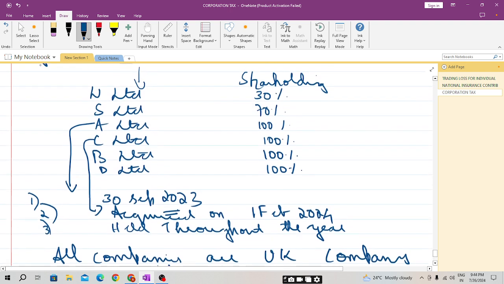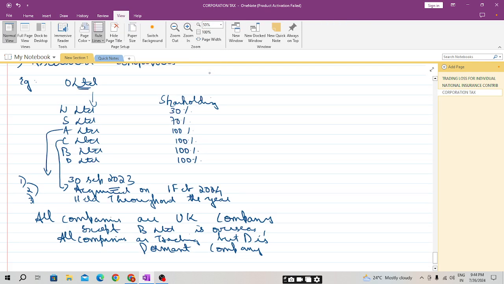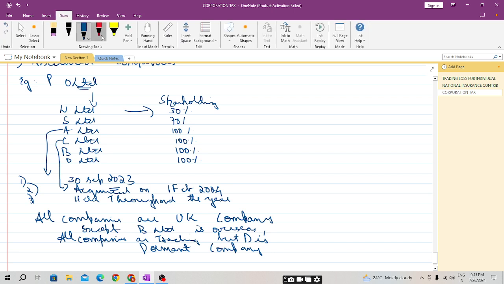In our example, O Limited is the parent company and it holds shares in many companies. Will W Limited be an associated company? No, students, because no control. You need to mention no control. 30% is no control; it must be more than 50%. Now coming to S Limited, 70%. So it will be an associated company because it is more than 50% and control throughout the year.